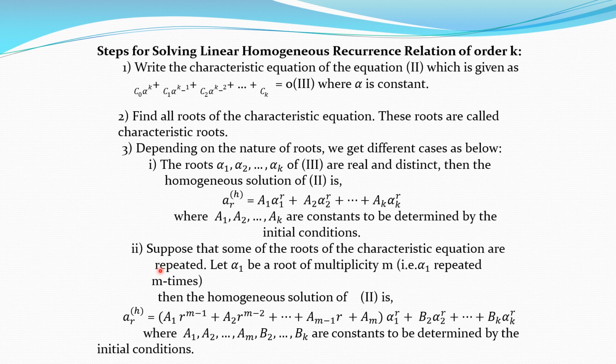Now the second case. Suppose that some of the roots of the characteristic equation are repeated. Let alpha 1 be a root of multiplicity m. Multiplicity m means alpha 1 is repeated m times, and the remaining roots are distinct. Then how do we write the homogeneous solution? As alpha 1 is repeated m times, we write (a1 r^(m-1) + a2 r^(m-2) + ... + am) alpha 1^r, plus for the remaining roots alpha 2, alpha 3, ..., alpha k, we get b2 alpha 2^r + ... + bk alpha k^r, where a1, a2, ..., am, b2, b3, ..., bk are constants to be determined by the initial conditions.